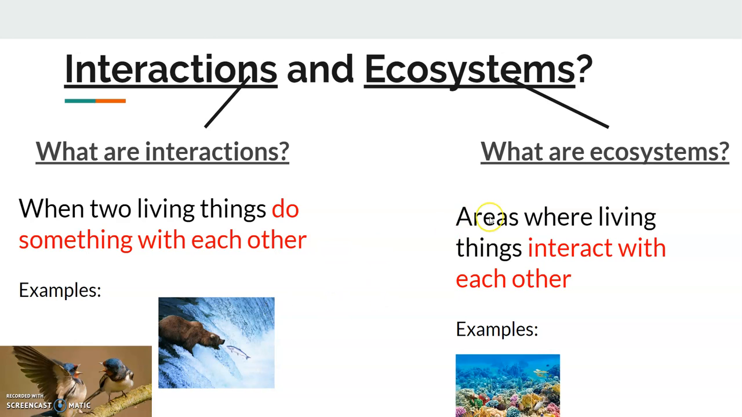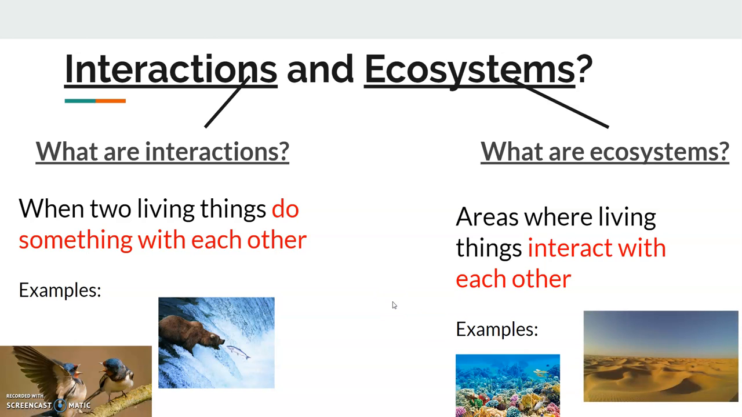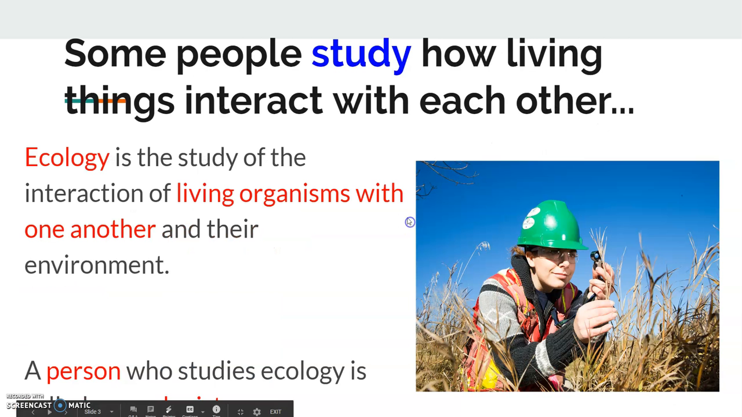Examples of ecosystems. An ecosystem is an area where living things interact with one another. So, the ocean, the bottom of the sea, a desert. This one looks pretty devoid of life, though. It's just kind of sky, air, and sand.